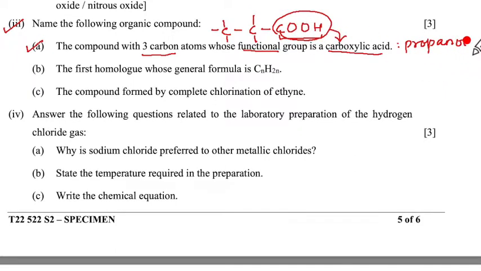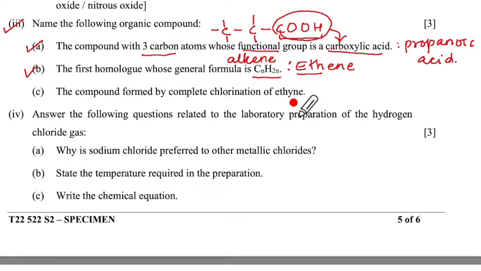means propanoic acid. B. The first homologue whose general formula is CnH2n. Now CnH2n, your thinking step is it is alkene. So the first homologue will be having 2 carbon atoms. So it will be eth and ene.